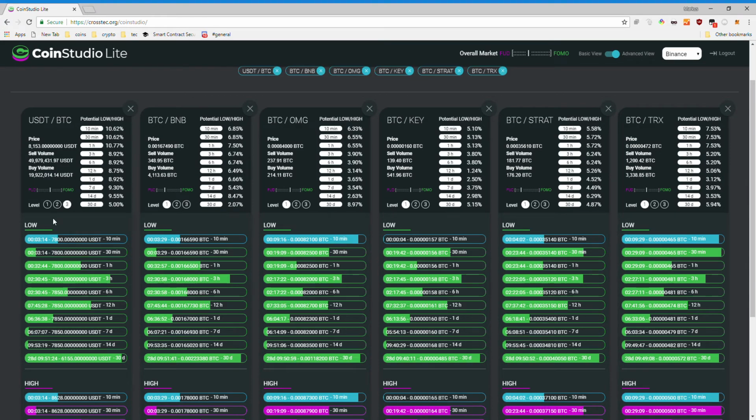So the predictions themselves are quite straightforward. Once you have decided which level you will be going for, you would set a buy order based on the low. Since CoinStudio Lite doesn't know the direction, you need to find the direction, which means you should always start with a buy order, of course, a buy order based on a low.